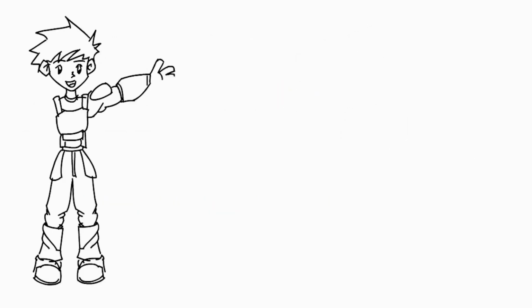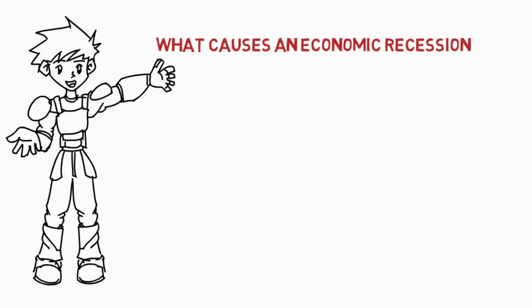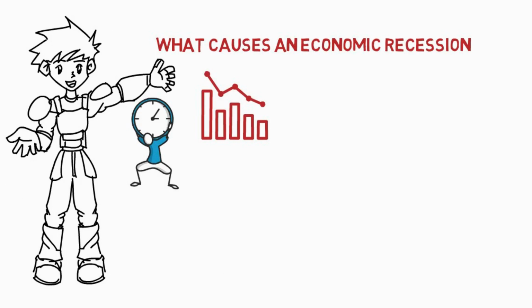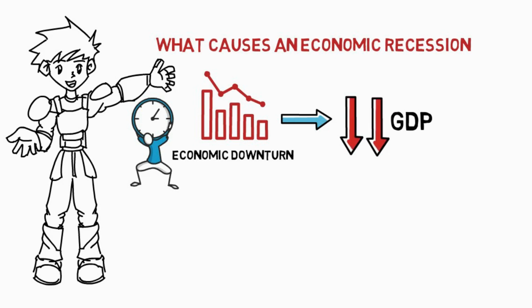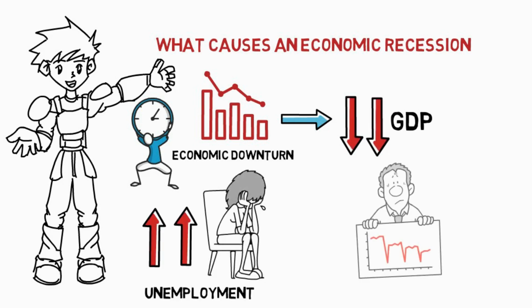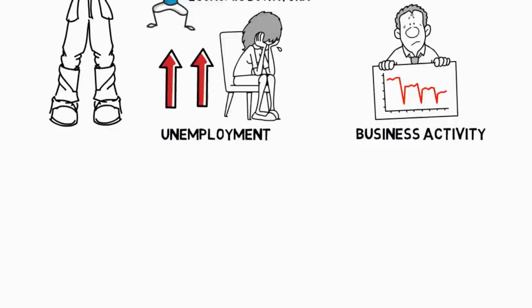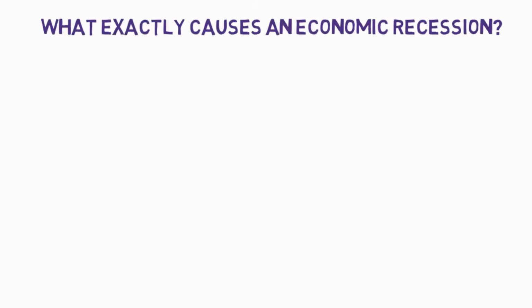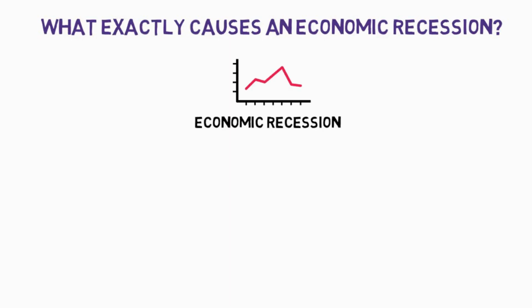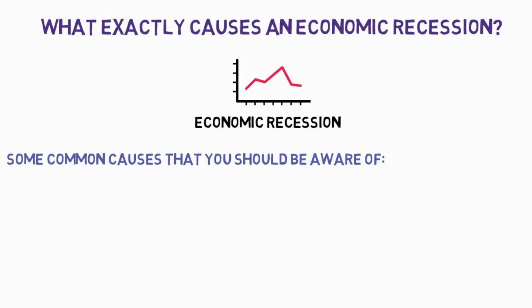We're going to be discussing what causes an economic recession. So, an economic recession is a period of time when a country's economy experiences a downturn. This is typically characterized by a decrease in GDP, an increase in unemployment, and a decline in business activity. But what exactly causes an economic recession? There are many factors that can contribute to an economic recession, and the specific causes can vary from one situation to another. Here are some common causes that you should be aware of.